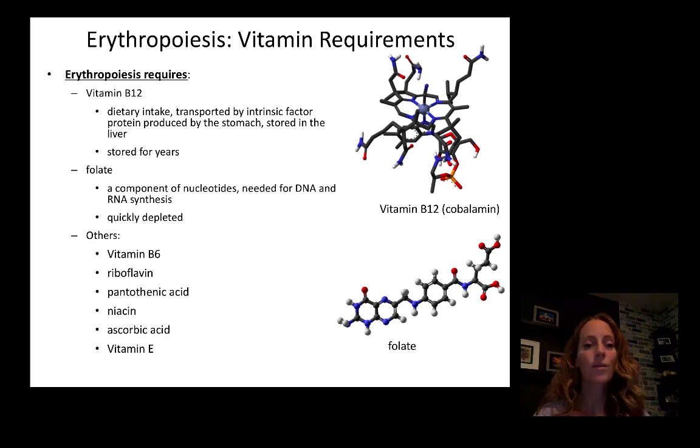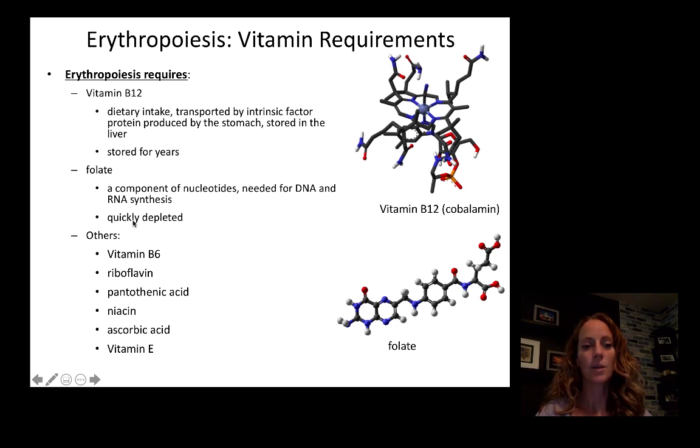Like a lot of other growth and cellular changes, erythropoiesis has vitamin and nutrition requirements. Let's look at some of the vitamins. Erythropoiesis requires vitamin B12. This is required through dietary intake. It's transported by intrinsic factor protein, which we talked about briefly when we talked about the stomach, and it's stored in the liver. B12 can be stored for quite a long time before it's required for dietary intake.